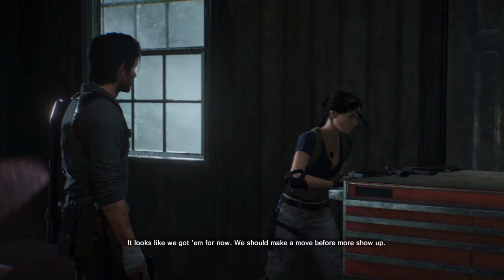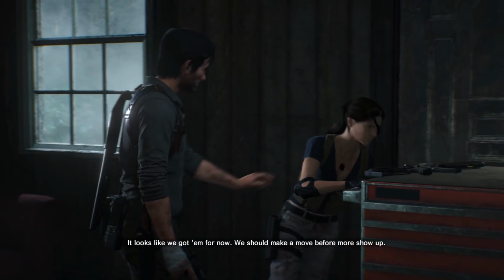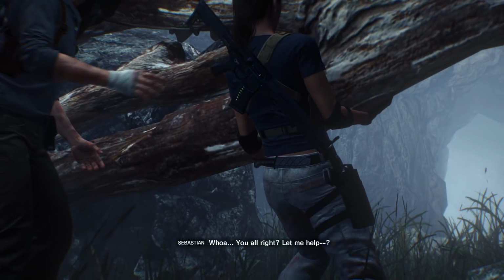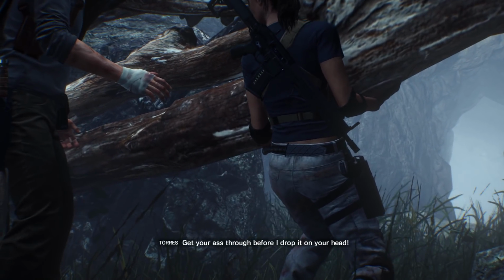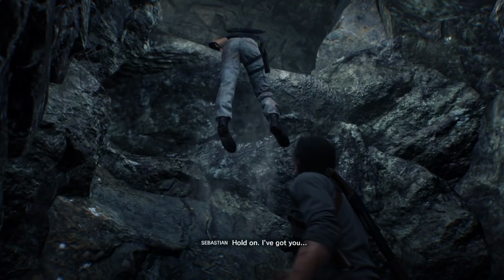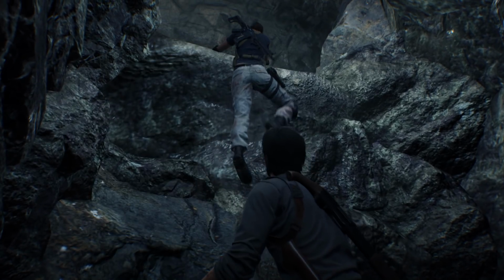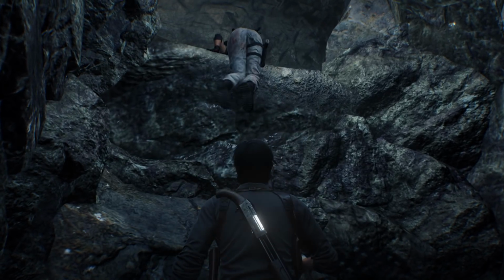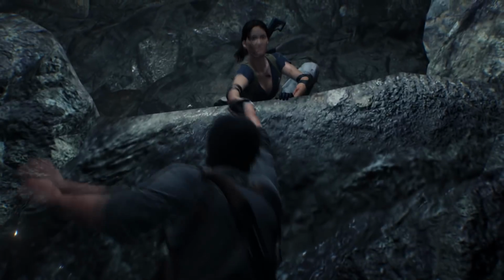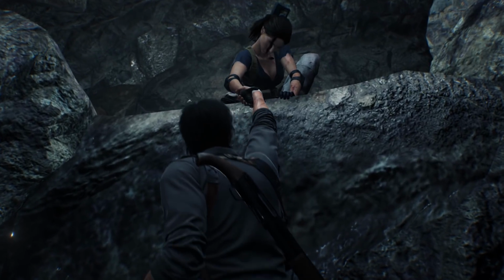I'm sure she can move this heavy object by herself. I'm sure she can hold this big tree trunk by herself. Hold on, I've got you. Yeah, I'm fine. I'm sure she can lift this big man up with only one hand.